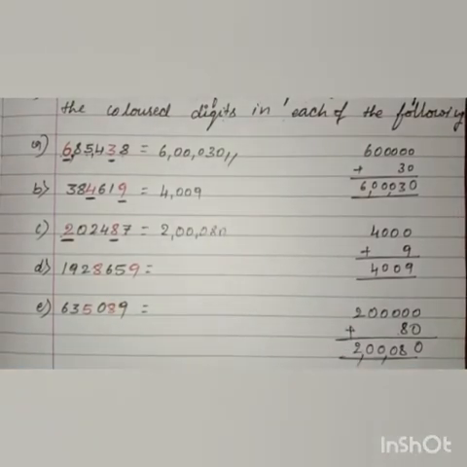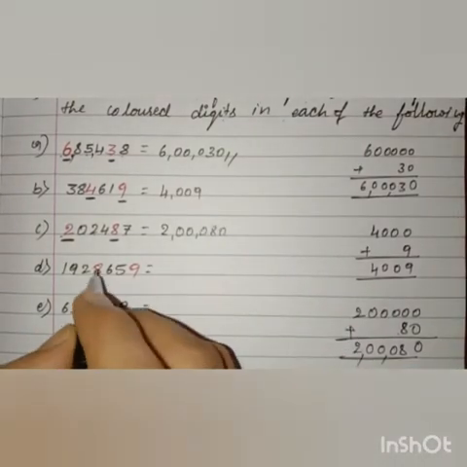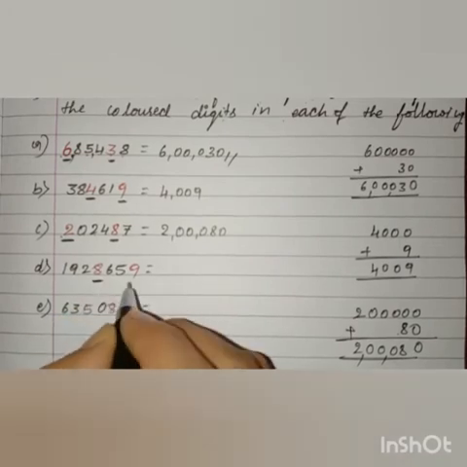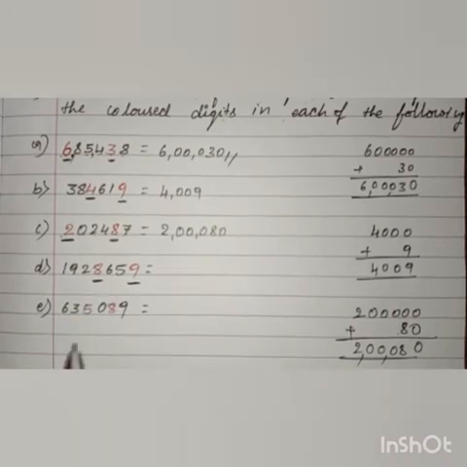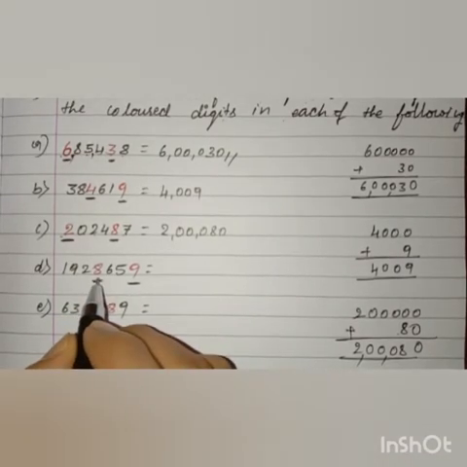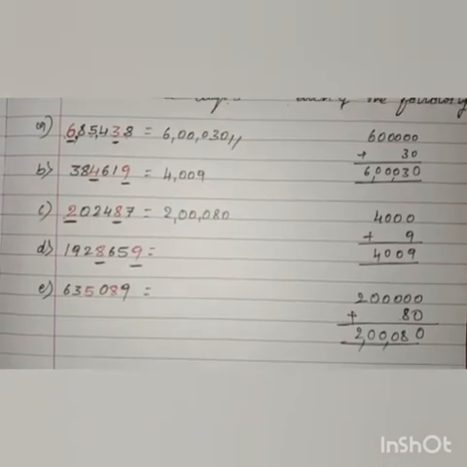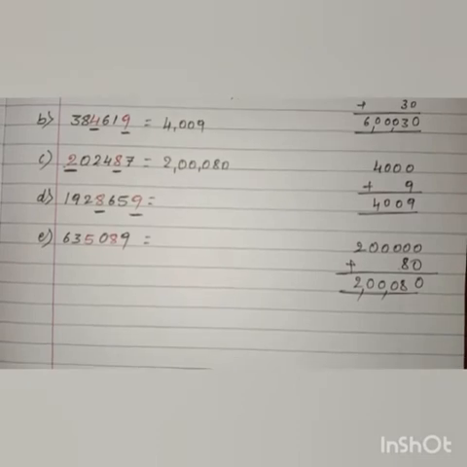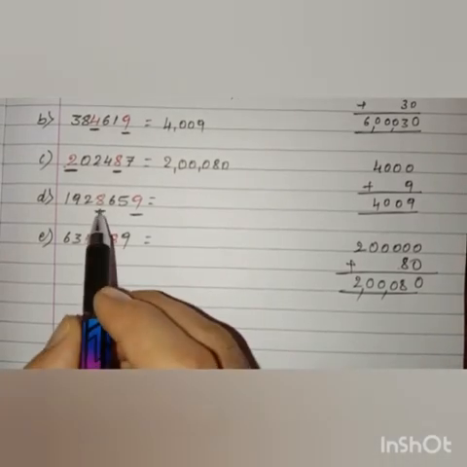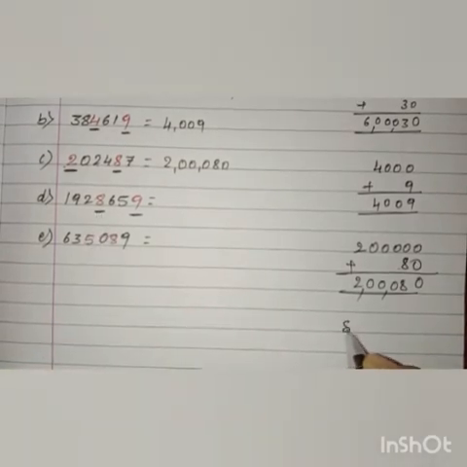Okay. Next question. Here in this number, the colored numbers are 8 and 9. Now 8 is at thousands place, right? Isn't it? So let us find out the sum of the place values. So 8 is at thousands place, so 8 into 1000 is 8000. Now 9 is at ones place, so 1 into 9 is 9.